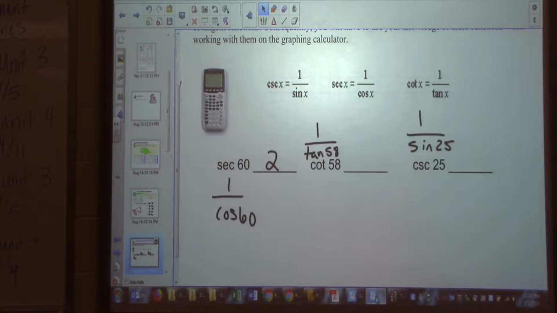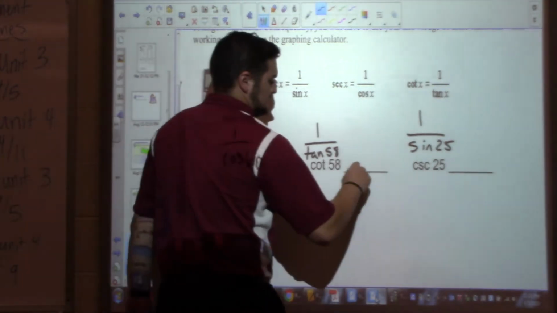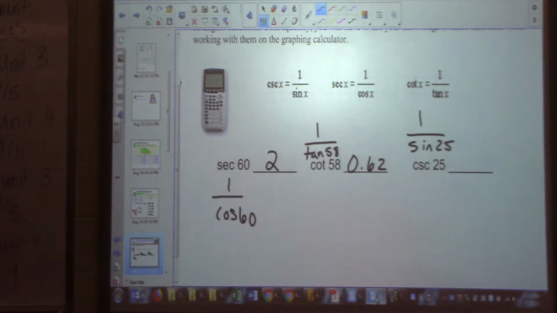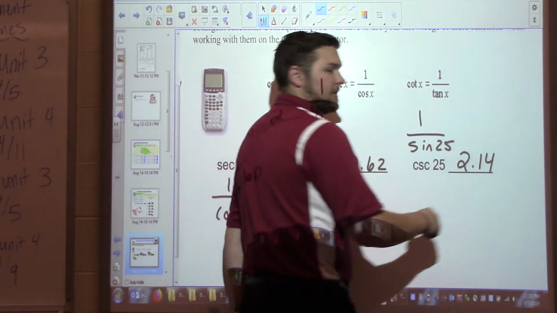Did we get answers? And what did you get for the cotangent of 58? 0.62. Everyone agree? Yeah. Levi, did you get one for cosecant of 25? I got 2.14.